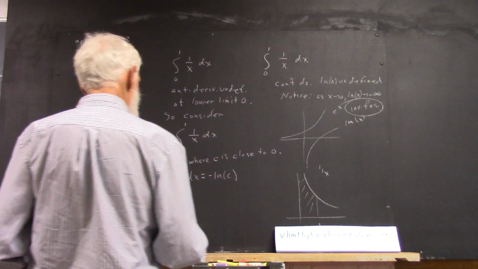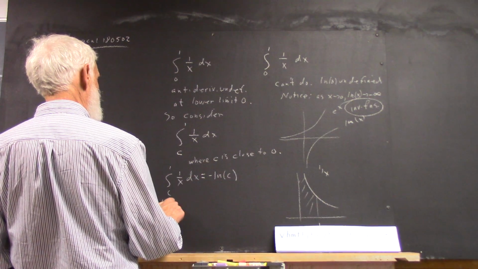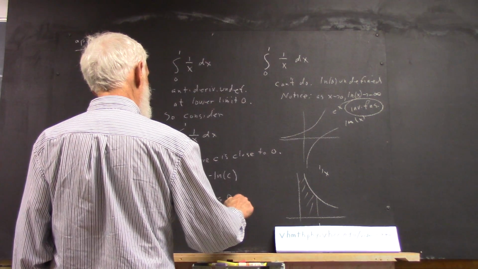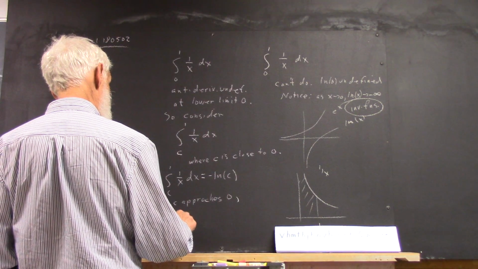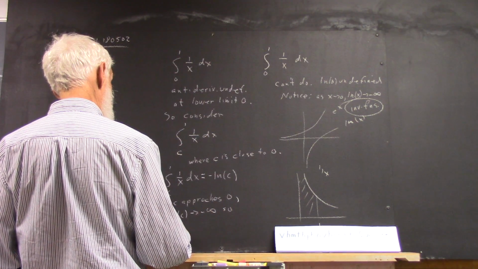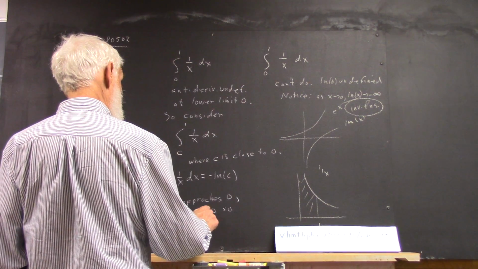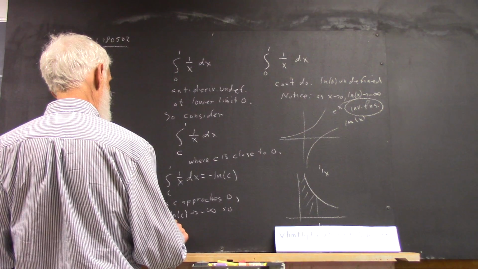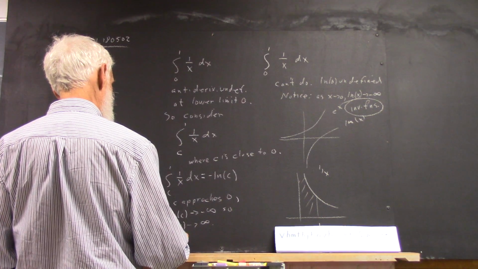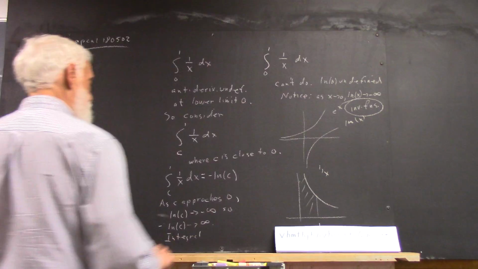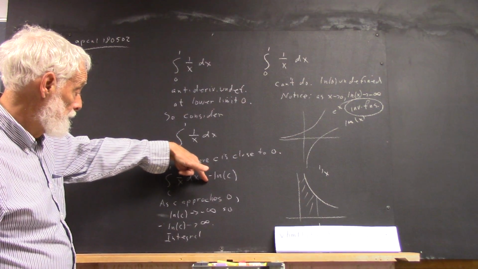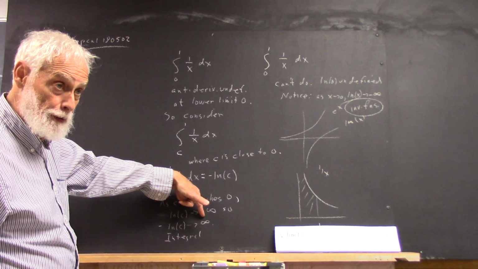Now, C approaches 0. Okay, natural log of C approaches negative infinity as C approaches 0. So negative natural log of C approaches infinity, right?